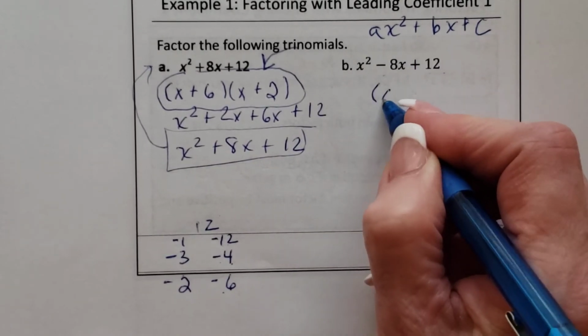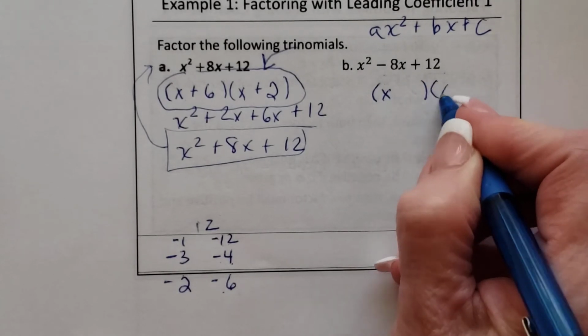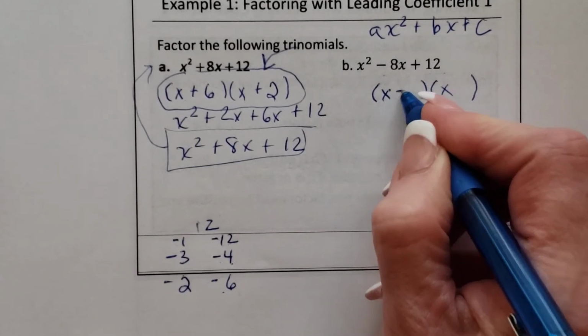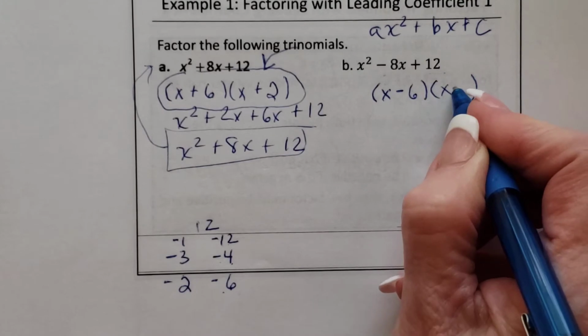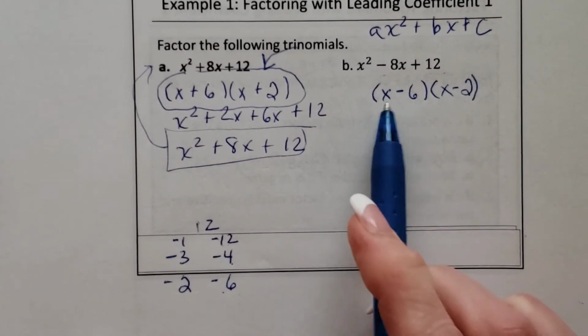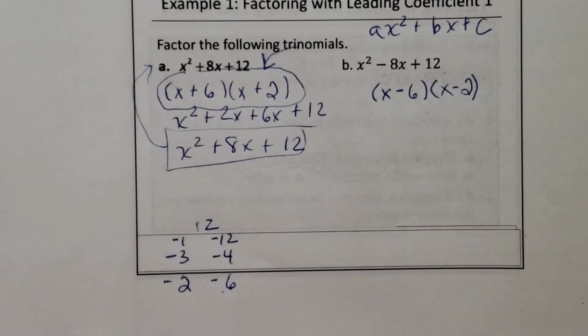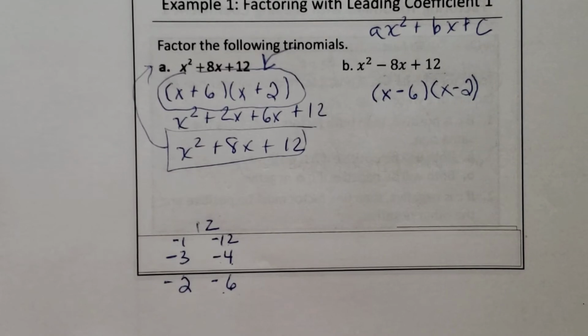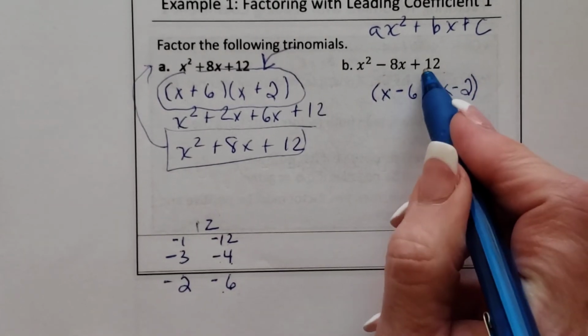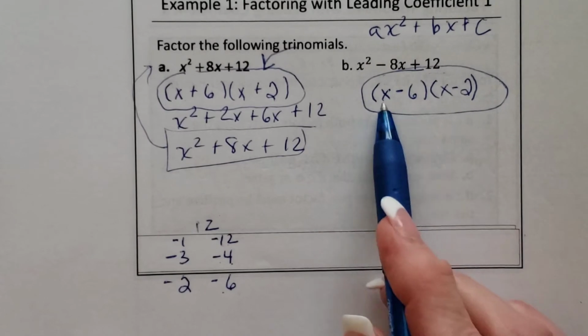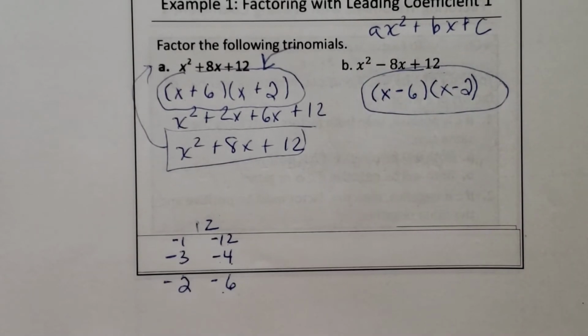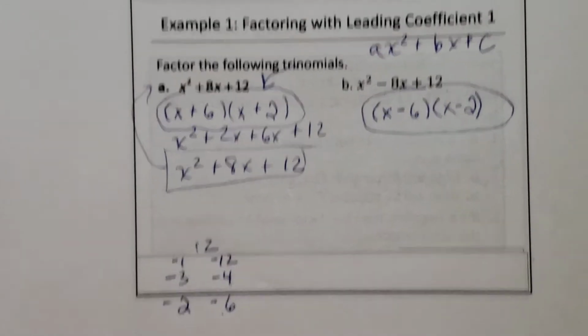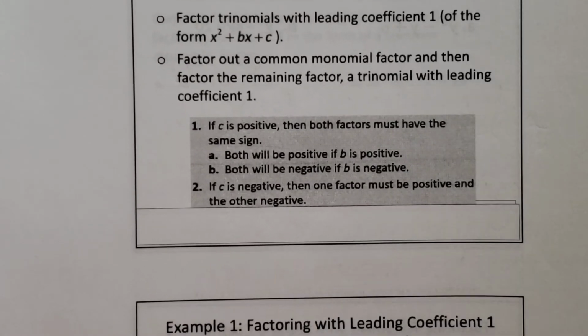So this time, we distribute that x. It's x minus 6, x minus 2. I could have written it x minus 2, x minus 6. It would not matter. So this is our answer, and if I FOIL this, I go back to what we started with. Now I'm going to talk about this rule that I skipped a moment ago.